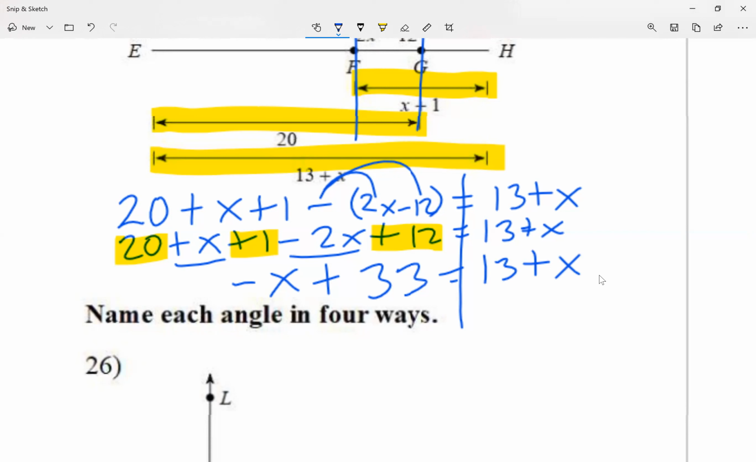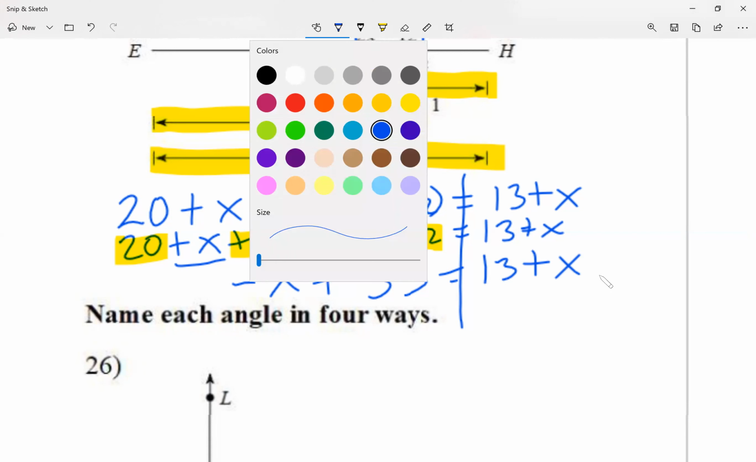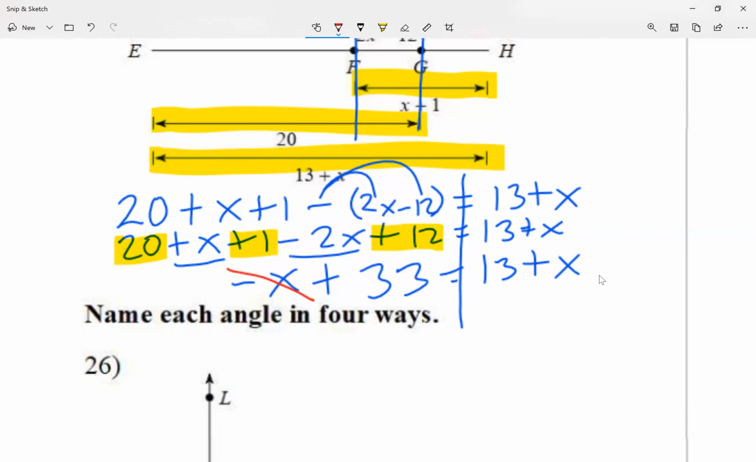Personally, I like to move the smallest one in order to avoid negatives if possible. So let me move the negative x. This negative x, let me move it as a positive x. When I move something from one side to the other, I gotta switch the sign. This 13, let me move it to the left as a minus 13. I move letters to one side and numbers that don't have a letter to the other side.